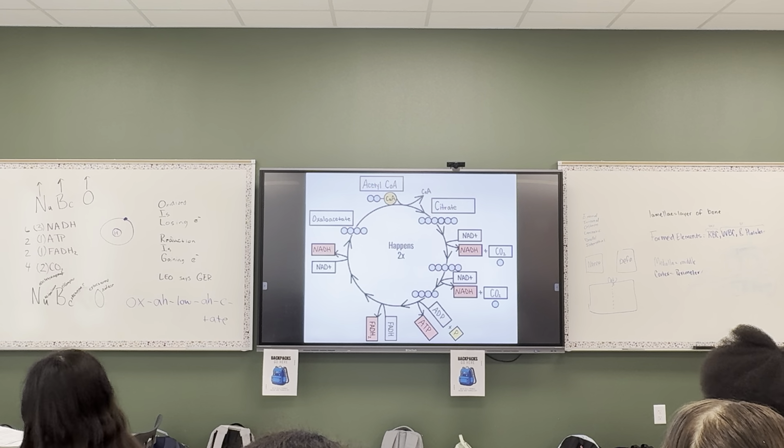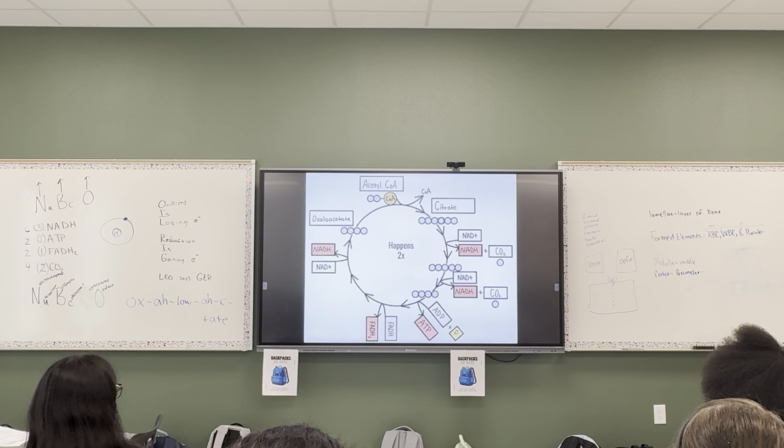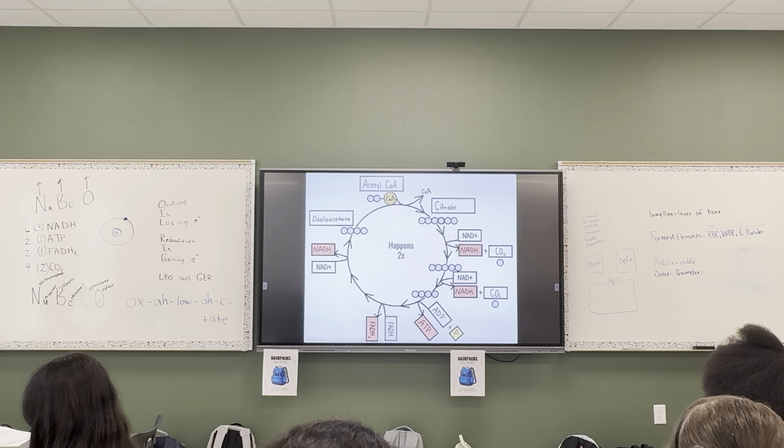Because I want it to be like the same products for each of these different reactions. Pyruvate, acetyl-CoA, the NADH, the ATPs. So it's like the same thing over and over again. You just have to know how many are made in each step.